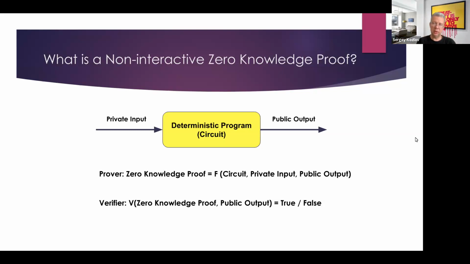How? We have this function where, as input, we have the deterministic program, that's the mathematical algorithm, the circuit, the private input, and the public output. The verifier only gets the public output and the zero knowledge proof. Connecting these two data with a special function, verification, the verifier gets the answer true or false for your statement. This is how it works.